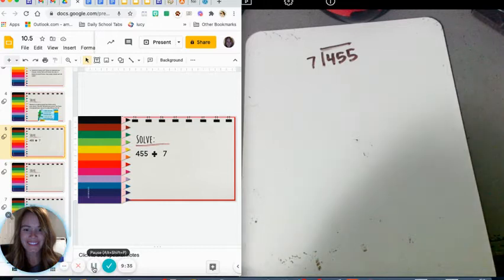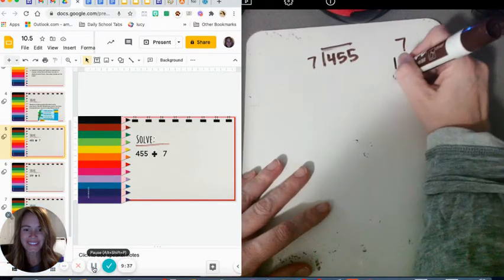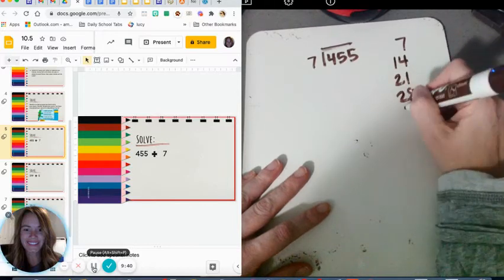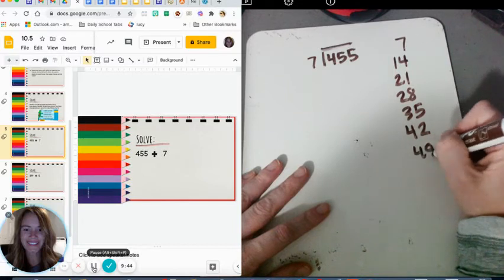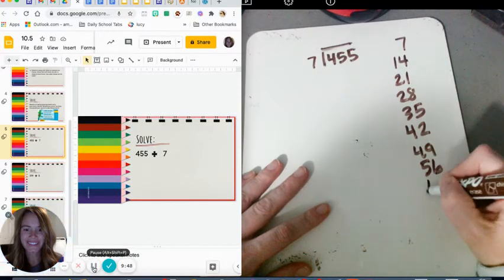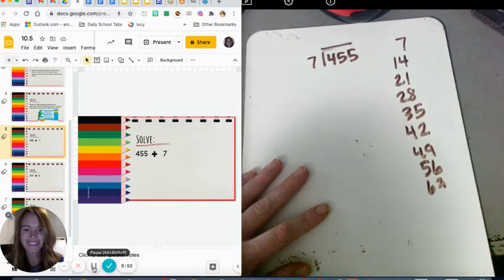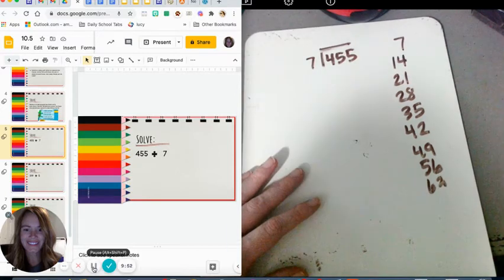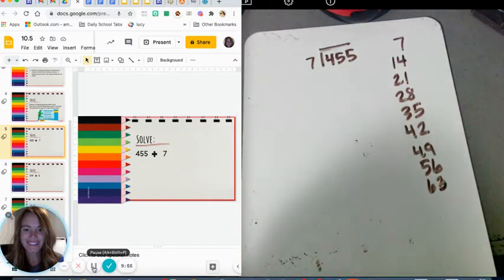455 divided by 7. So I'm going to write out my multiples of 7. 7, 14, 21, 28, 35, 42, 49, 56, 63. All right, so what we're going to do now is we have to decide where to start dividing.